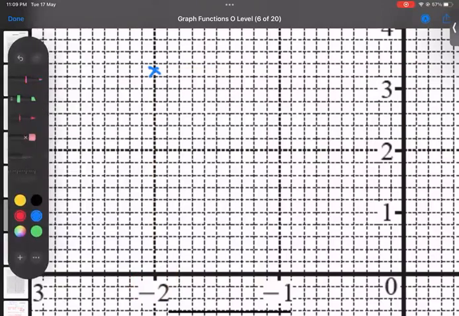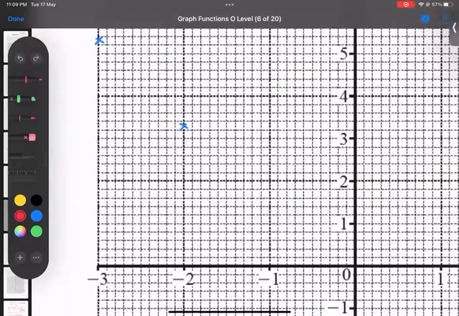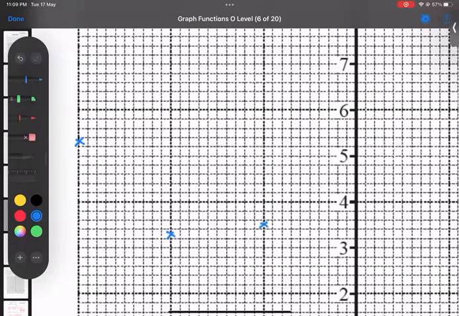Okay, next point is x is -1 and y is 3.5. 3.5 is in the middle of 3 and 4, so it means this, and -1 here. It means this is the point. I think this point is also very, very clear.